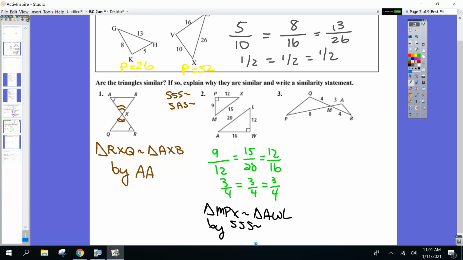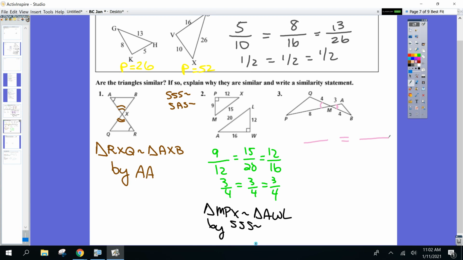Angle QMP is congruent to angle AMB. Yep, vertical angles are congruent. So the only thing now it looks like it could possibly be a side angle side. Possibly be. I don't assume it. You cannot assume it's just side angle side. You need to see if the corresponding sides are in the same ratio.